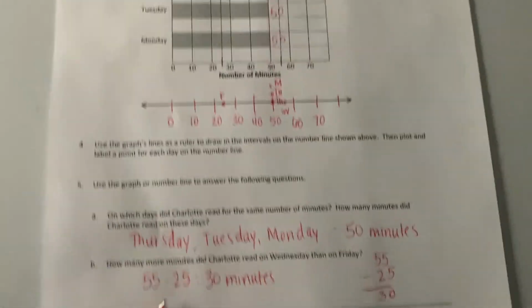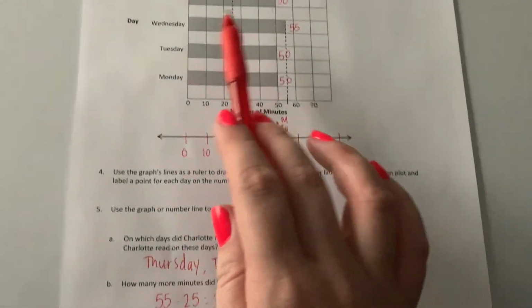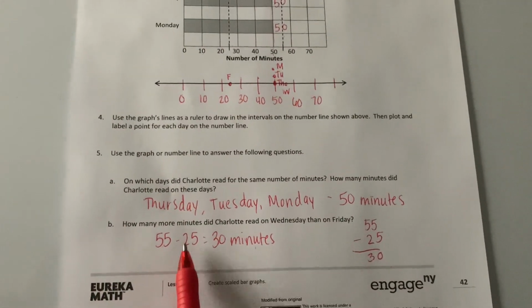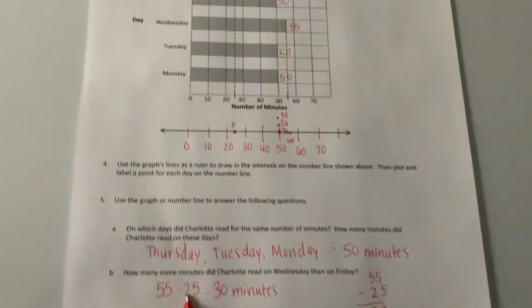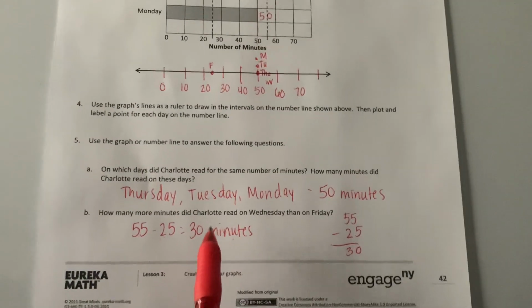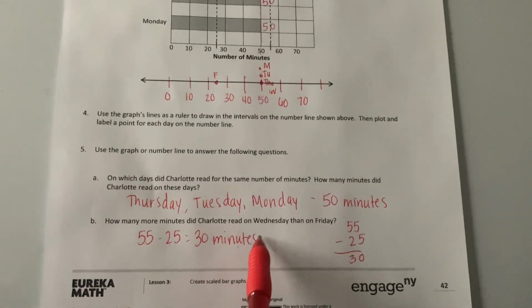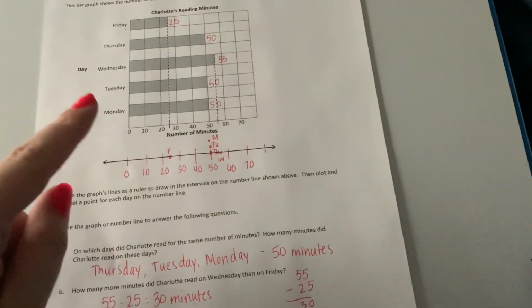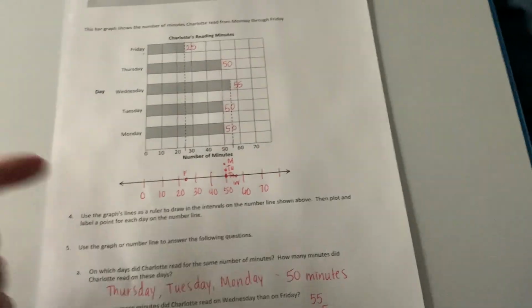I got 30 minutes. So I had 55 from Wednesday. I went up and I saw that Wednesday was 55 minutes, and I subtracted the number that she read on Friday. She read for 25 minutes on Friday. So she read for 30 more minutes on Wednesday than she read on Friday. All right, so if you got that answer, awesome job. If not, I'm going to go back and try to read that bar graph again.